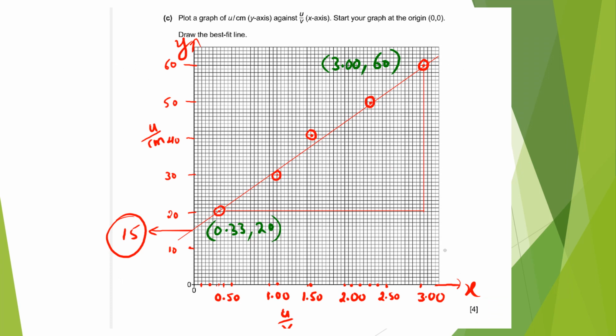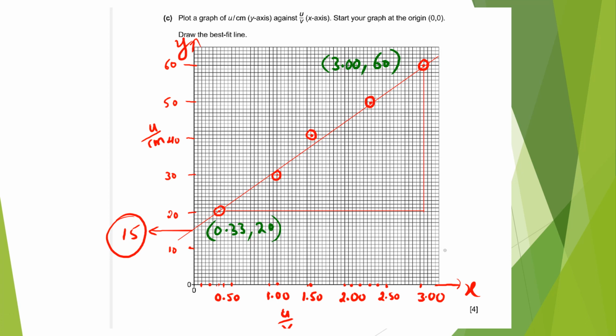Part C. Plot a graph of u on y-axis against u by v on x-axis. Start your graph at the origin. Draw the best fit line. So these graph questions are very easy questions. We can gain marks just by representing the correct quantity with unit on the y-axis and the correct quantity with unit on the x-axis. In this situation there is no unit because u by v doesn't have any units. And choose the scale so that the maximum part of the graph sheet is utilized.